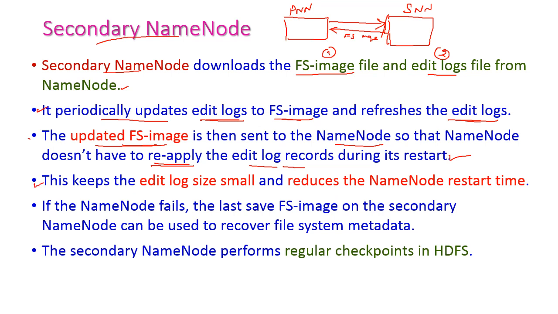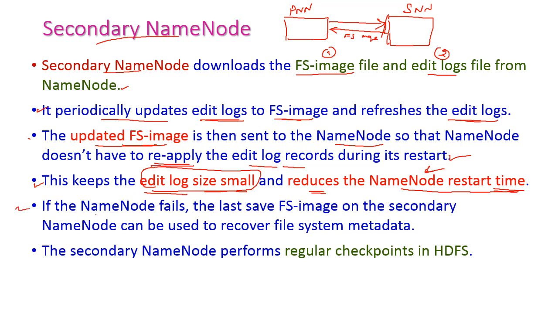So it keeps the edit log file as small as possible and it reduces the name node restart time. If the edit log size is very big, then it requires more time to restart the primary name node. To overcome that particular drawback, we are using the secondary name node.